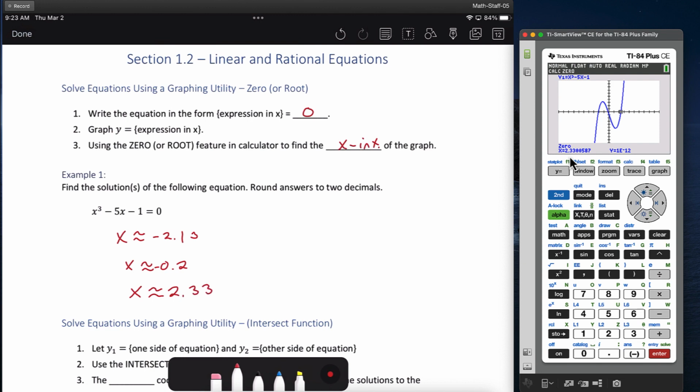So the zero function is one way to find the solutions to an equation using our calculator. It's also a good way to check your answers later when we're doing it algebraically by hand.